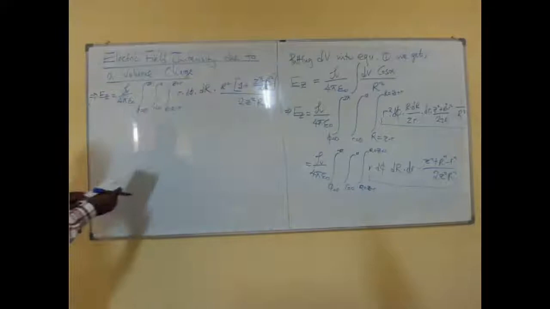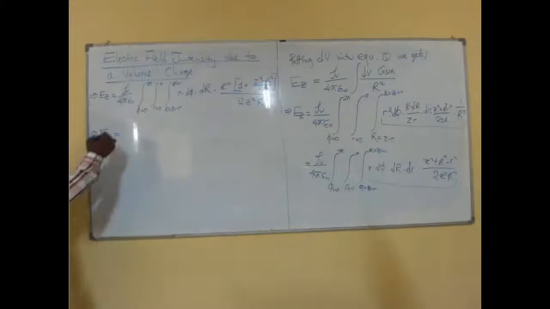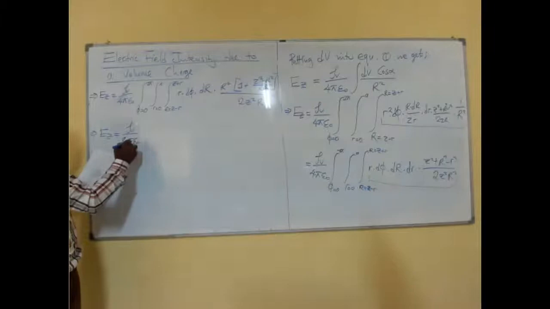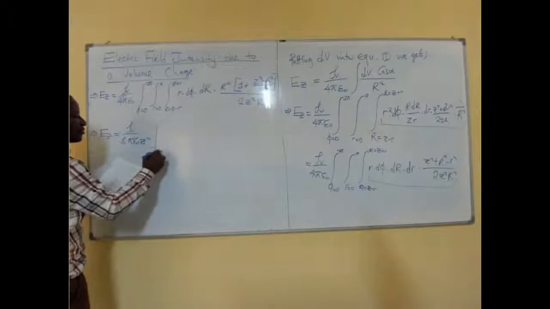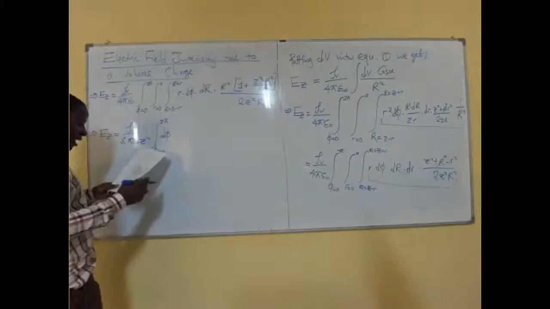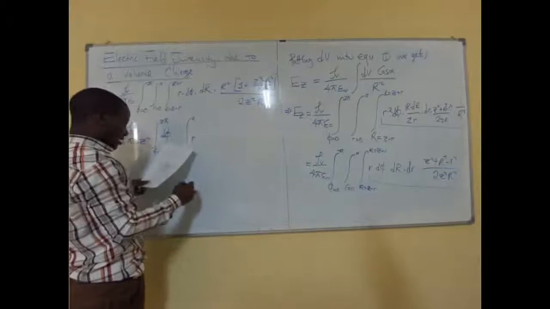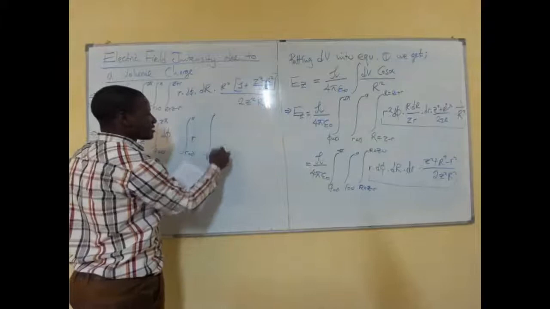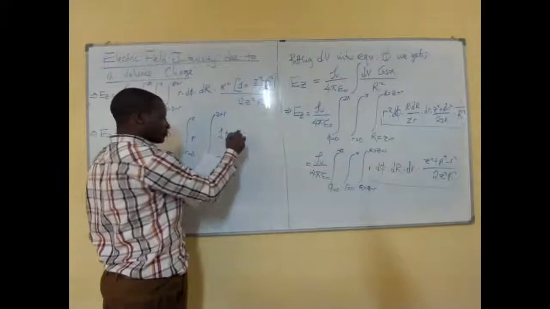Okay, this implies that Ez now can be written as the volume charge density over 8 pi epsilon 0 Z squared. All this phi must be equal to 0 going to 2 pi of dphi, and then we integrate r from 0 to A, into dr. Then we are integrating big R, which is equal to Z minus r to Z plus r. So this is 1 plus Z squared minus r squared over R squared.